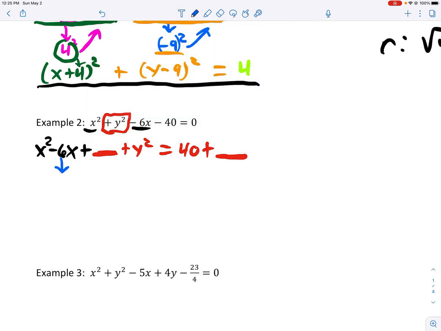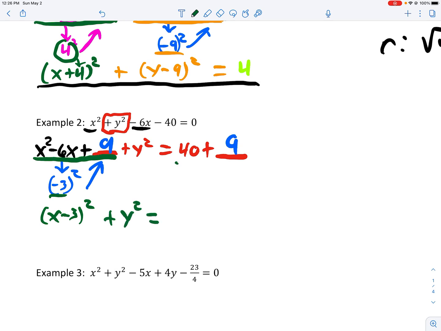So the b term's negative 6, divide by 2, negative 3, square it. So I add 9 to the left. To preserve equality, I have to add 9 to the right. And again, now I've created a trinomial, x squared minus 6x plus 9, that will factor into a perfect square binomial. And you don't have to guess what it is. It's x minus 3, that quantity squared, plus y squared equals, add 40 and 9 to get 49.